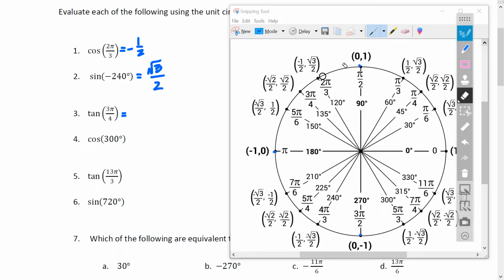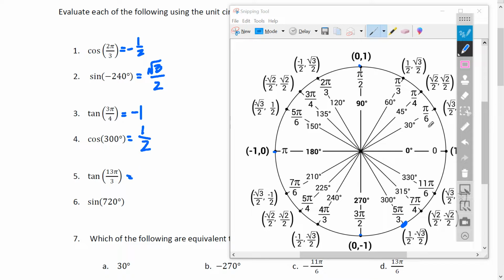Tangent of 3 pi over 4. So 3 pi over 4 is right here. The tangent of this, well, these have the same xy coordinate, so tangent is y over x. So this one divided by this one, they're the same, so it's going to be 1. This one's negative, so it's going to be negative 1. Cosine of 300 degrees. So 300 degrees right here, cosine of that is 1/2.